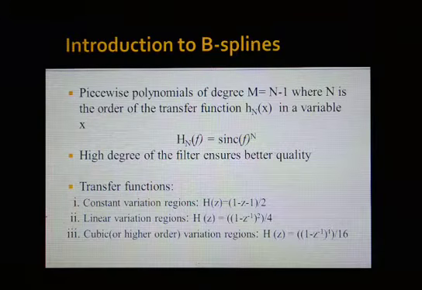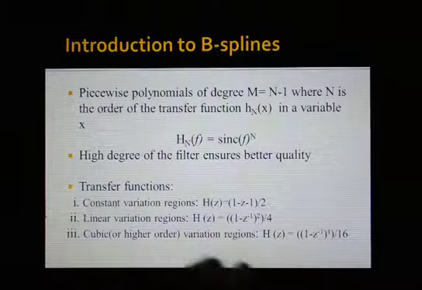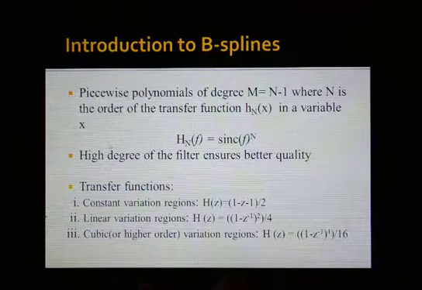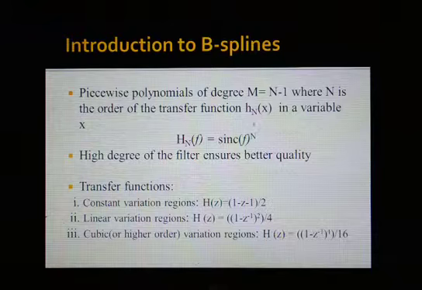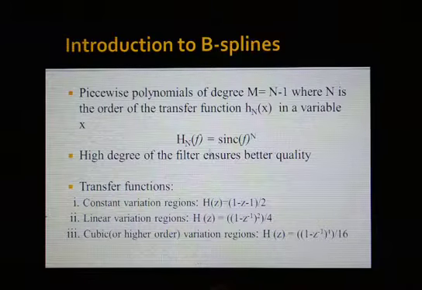Now we need to understand what B-splines are. B-splines are basically piecewise polynomials of degree m equal to n minus 1, where n is the order of the transfer function h and x is a variable. This is a transfer function of a B-spline.